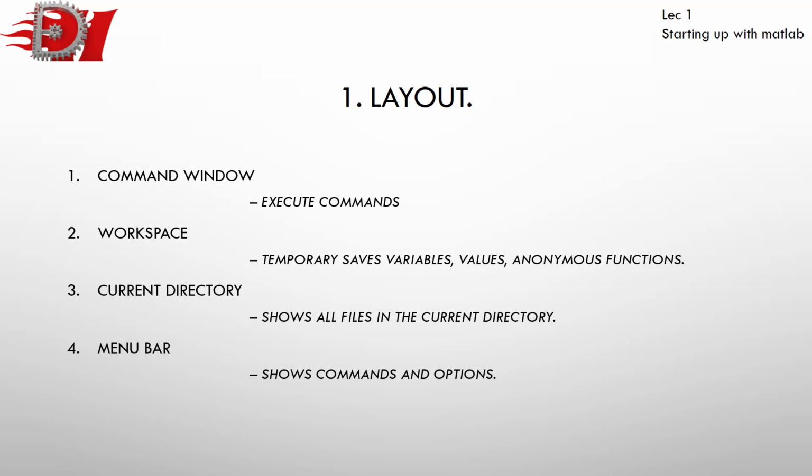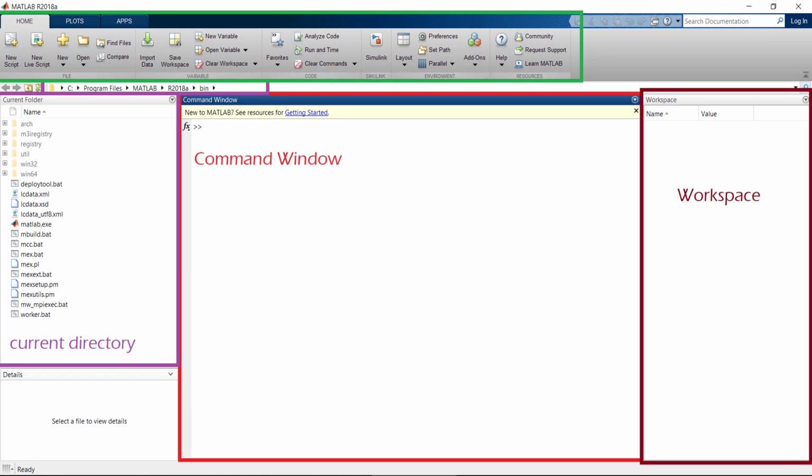And then there is the workspace, which saves variables, values, and all the functions. And then there is the current directory that shows all the files in the current directory that you're using. And then there is the menu bar that shows commands and options. So on the very top we have the main menu bar. It's composed of different toolbars. At the moment you can only see three toolbars: home, plot, and apps.